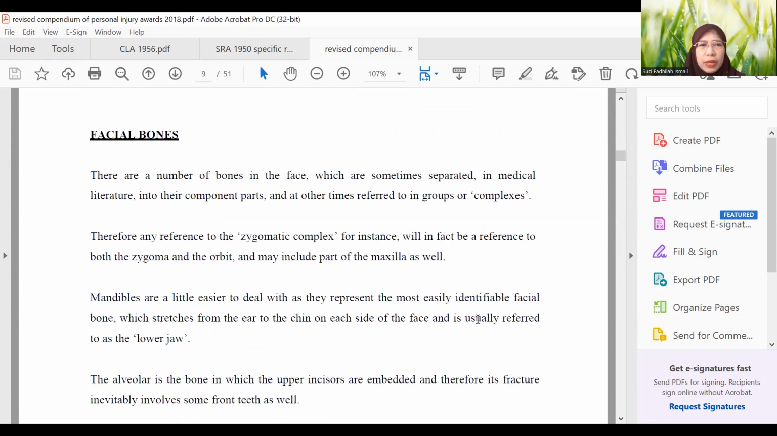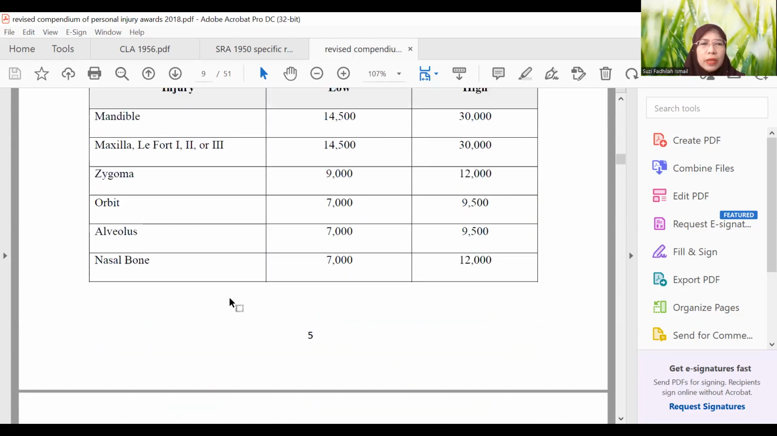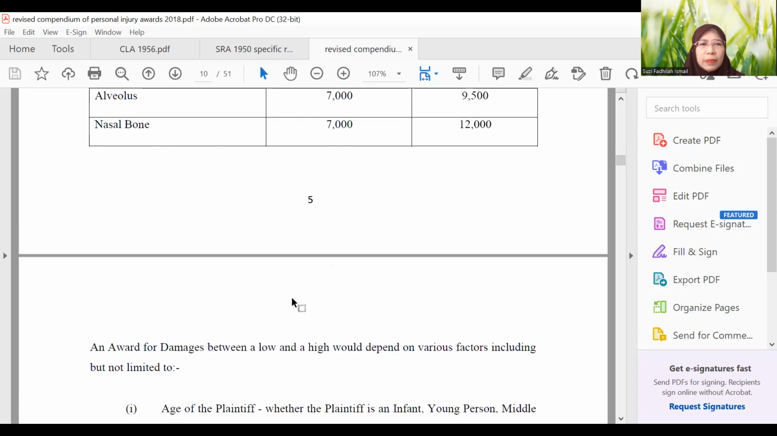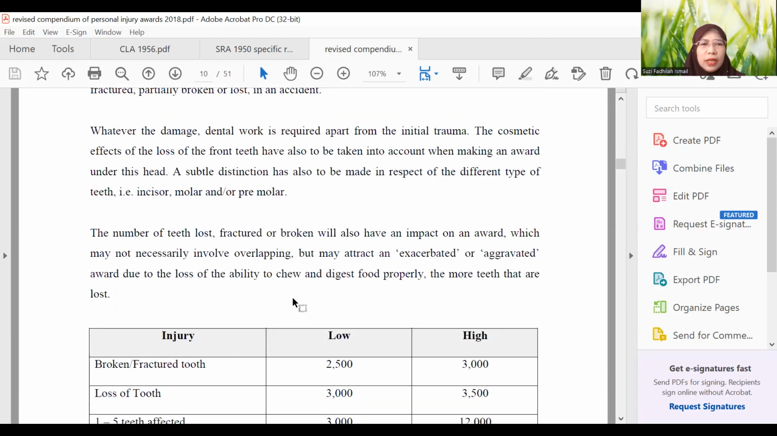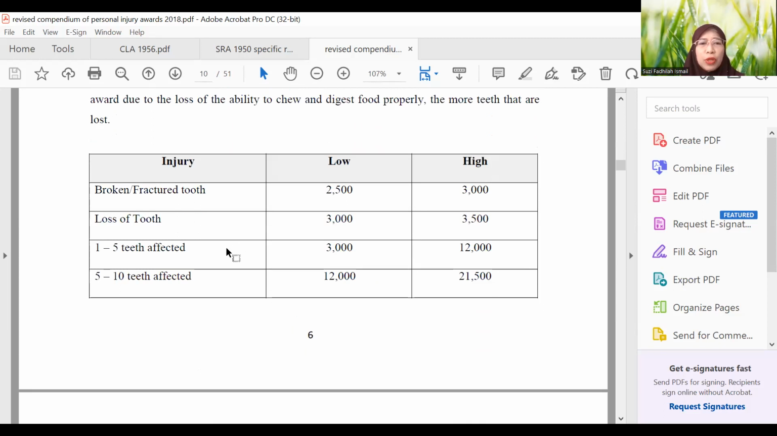We go to specific limbs. This is facial bones, all in scientific or medical terms. Teeth: what if the plaintiff loses a tooth, for example, loss of one tooth? Of course the amount doesn't really tell you the value of your tooth, but this is compensation. We have 10 minutes left.